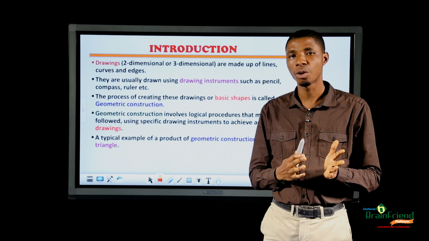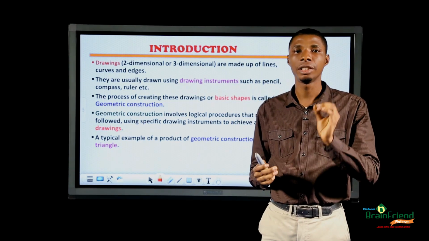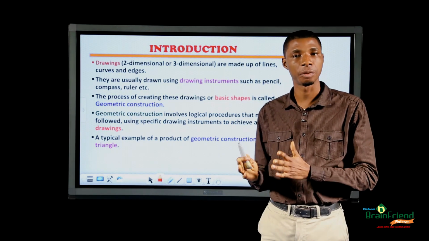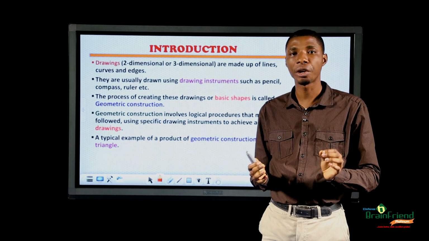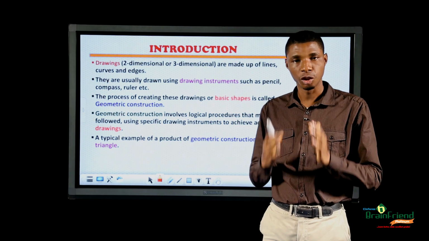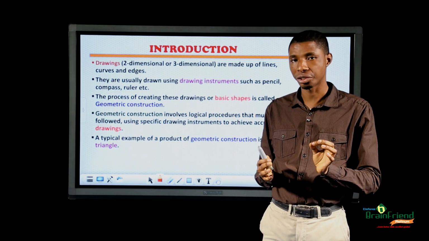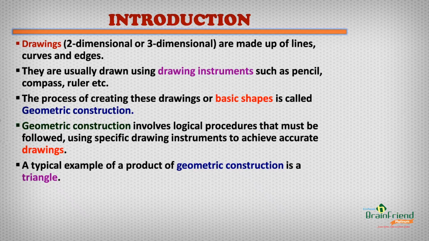Drawings, either in 2 or 3-dimensional shapes, are made of lines, curves, and edges. These drawings are done with the use of certain instruments like pencil, ruler, compass, as the case may be. These drawings are done to produce basic shapes called geometric construction. Geometric construction involves logical procedures that must be followed when drawing using specific instructions to achieve good results. A typical example of a product of geometric construction is a triangle. Now, let's go on to know more about triangles.